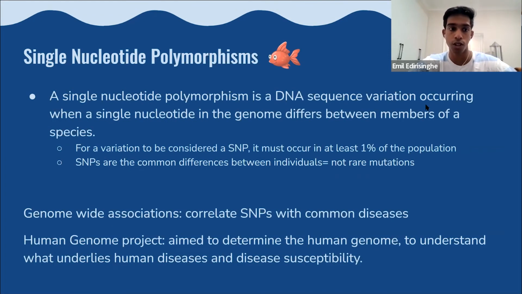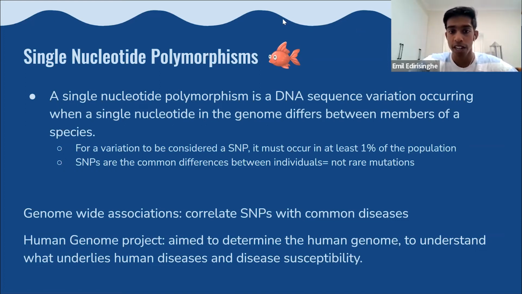Okay, so next we talk about single nucleotide polymorphisms. A single nucleotide polymorphism is a DNA sequence variation occurring when a single nucleotide differs between members of a species.